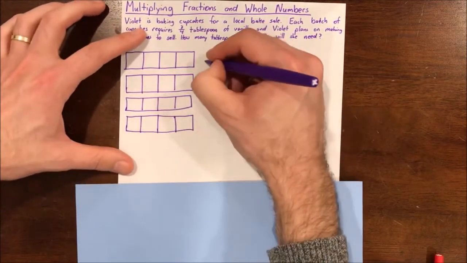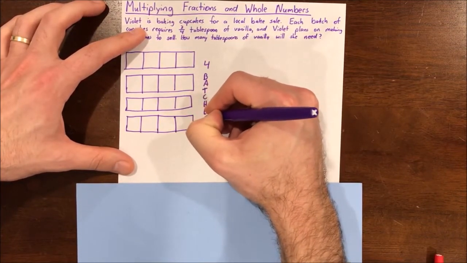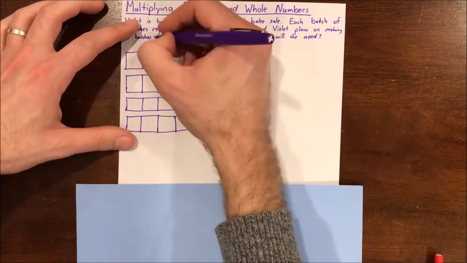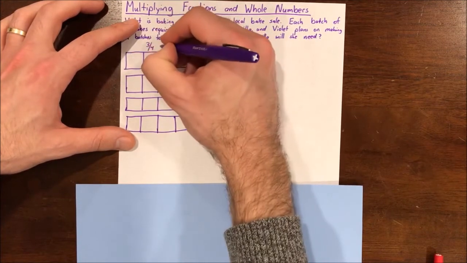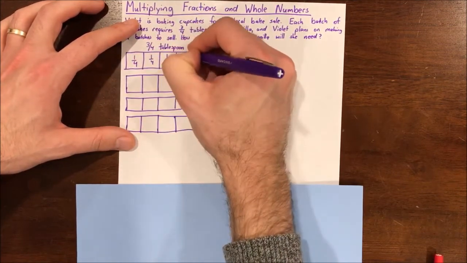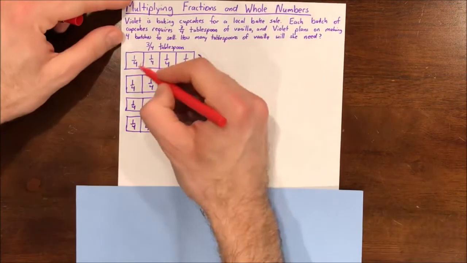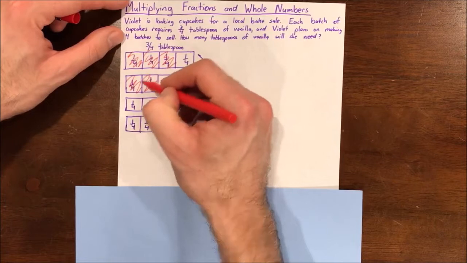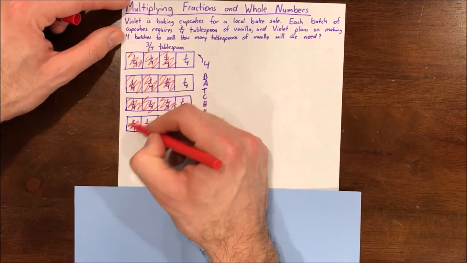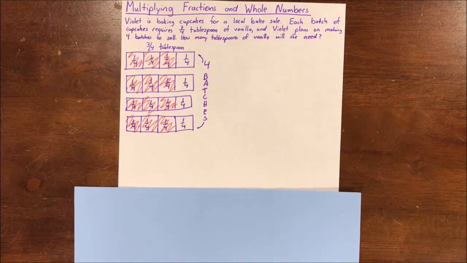So I've got my 4 batches. Okay, and we said 3/4 tablespoon, right, in each batch. Just going to shade in 3 of my 1/4 out of each whole because each batch only needs 3/4 of a tablespoon. Okay, great. So then how would we solve? Say it out loud.